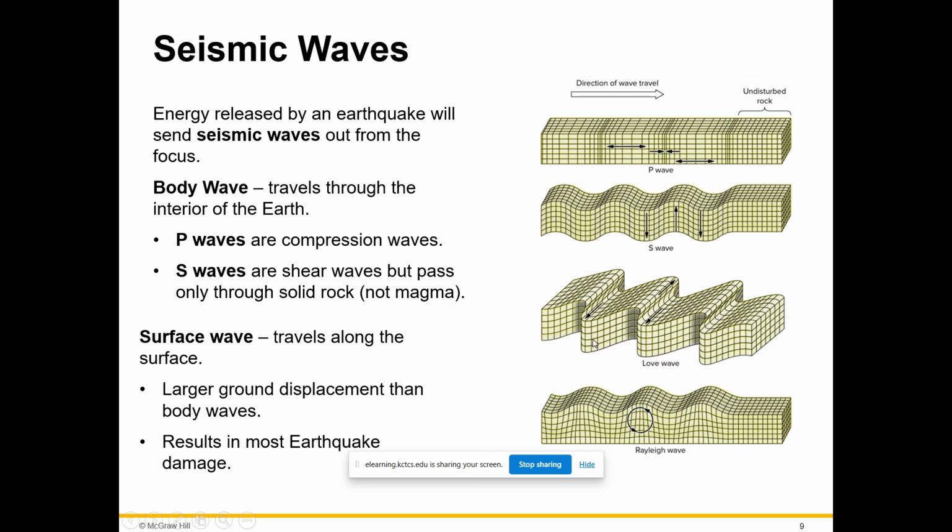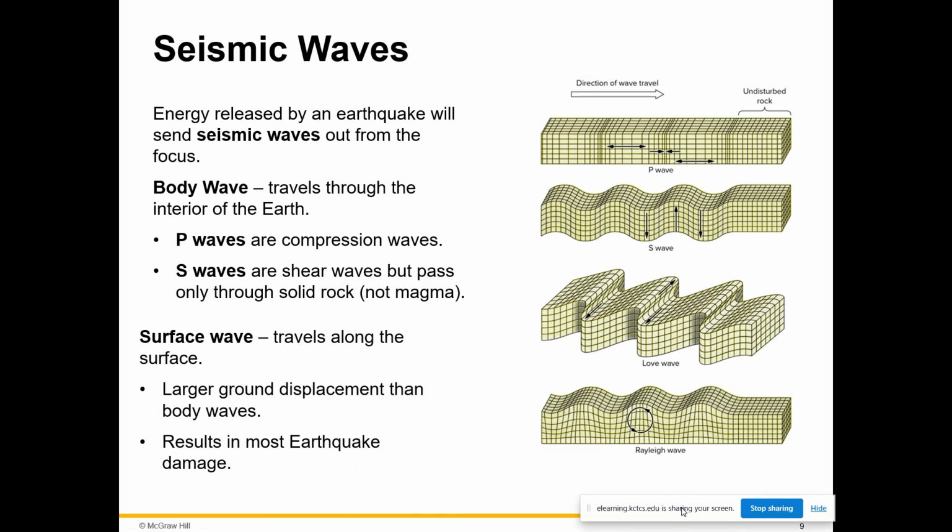Then you have the surface waves that travel along the surface. And this is what causes most of the damage in earthquakes. They have larger ground displacements than body waves. And so we have the Love waves, kind of like a shear wave, but back and forth instead of a rolling motion. This is more like if you were in an ocean or a wave pool, where you can stay in one spot and it kind of goes up and down. That's what the S wave would feel like.